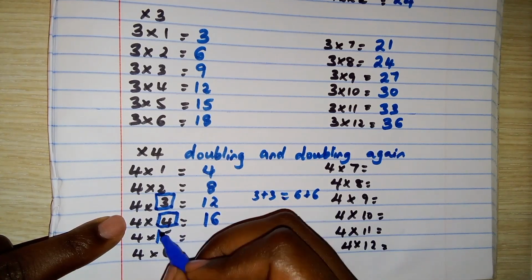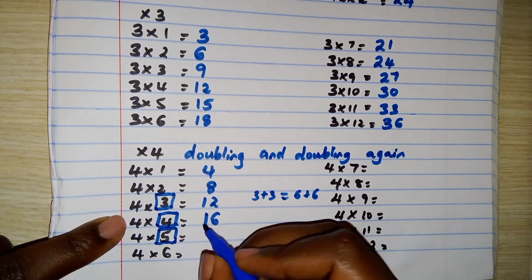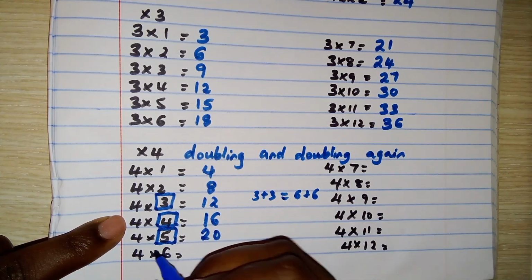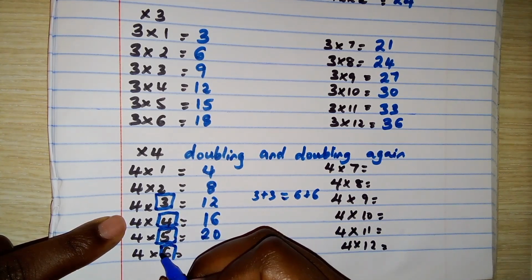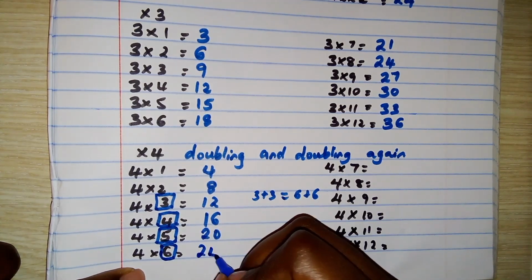You take the number 5, double it. 5 plus 5 is 10. 10 plus 10 is 20. You take the number 6. 6 plus 6 is 12. 12 plus 12 is 24.